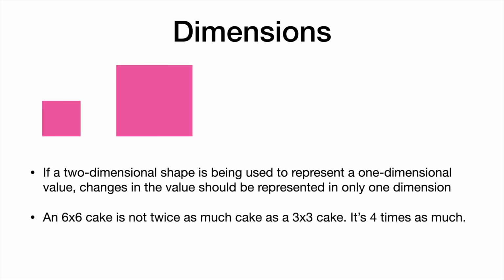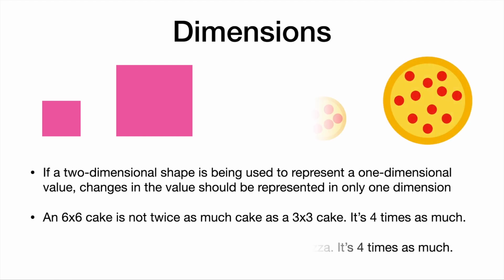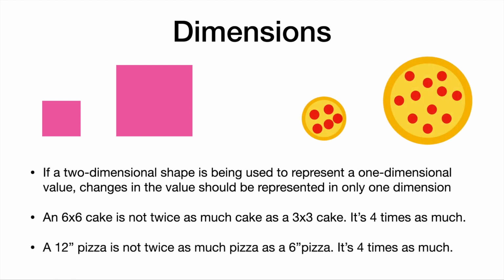So it's important to realize that a 6 by 6 inch cake is not twice as much cake as a 3 by 3 cake. It's 4 times as much. And similarly, a 12-inch pizza is not twice as much pizza as a 6-inch pizza. It's way, way more. So you have to be careful.